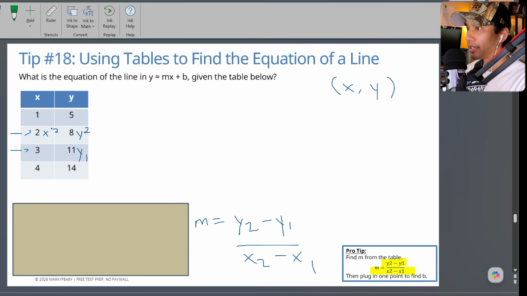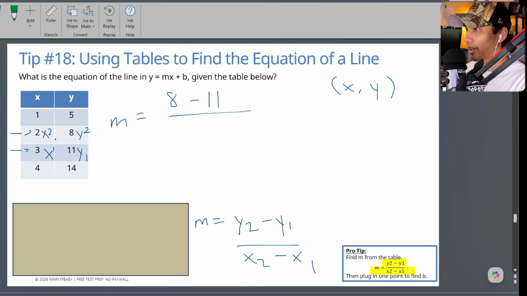This cannot be an x1 and then an x2 over here. They must be the same. They must be uniform. Okay? So this is x2 and over here is x1. So let's go ahead and plug all our numbers in. M equals 8 minus what is right here.